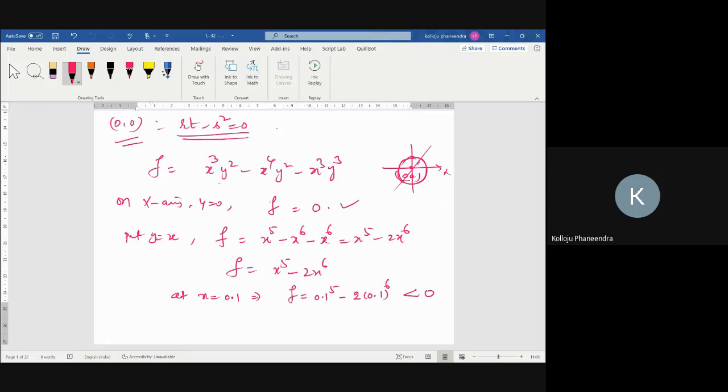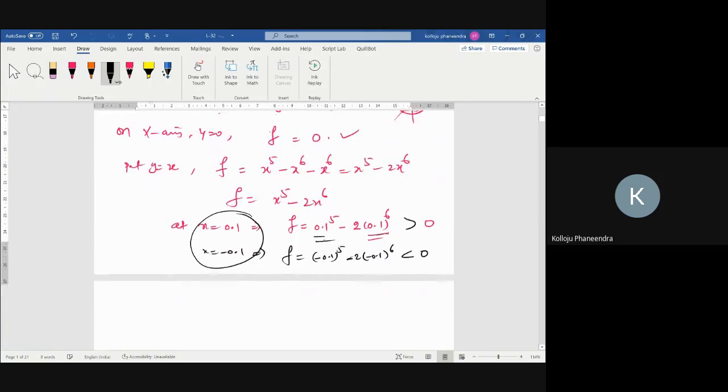Is it less than 0? No, it is positive, since 0.1 is very small. 0.1 power 5 is more than 0.1 power 6, so it is greater than 0. And if I take another point in the small neighborhood, x equal to negative 0.1, the f value is (minus 0.1) power 5 minus 2 into (minus 0.1) power 6, so definitely negative. So in this small neighborhood, at 0.1 and negative 0.1, the function is positive and negative. That is, in the small NBD, which stands for neighborhood.